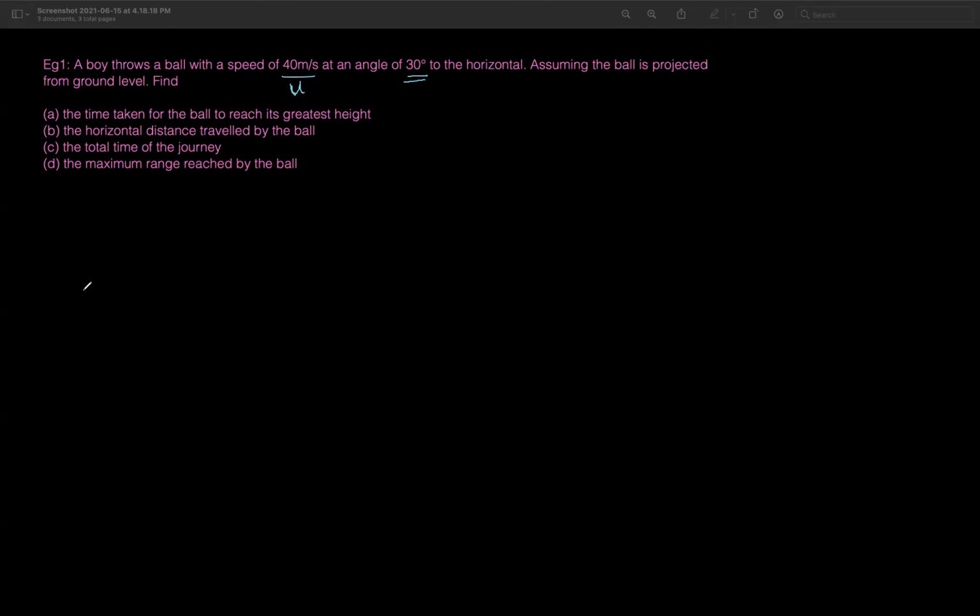Okay, so 首先我们先 sketch 我们的 motion, so it's like this. Okay, here, u in this direction, and then we have 30. How much is this? 40 m/s. Okay, time taken for the ball to reach greatest height.